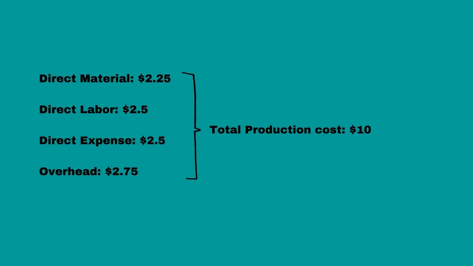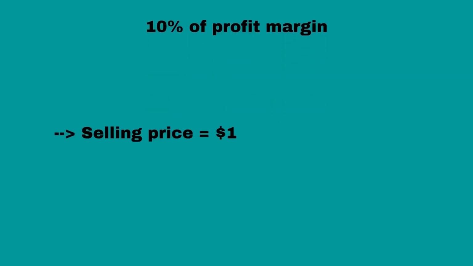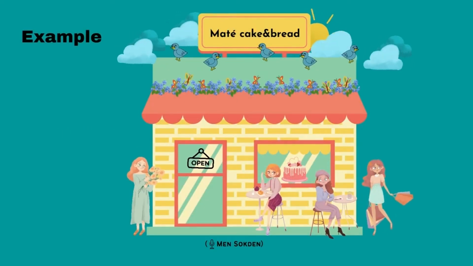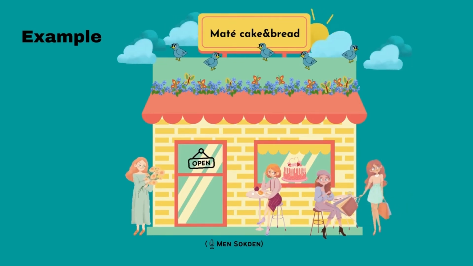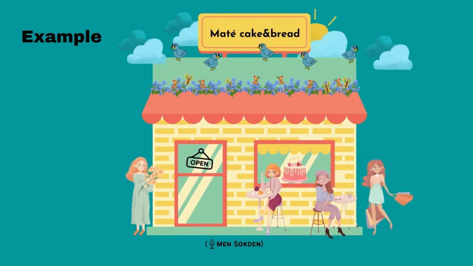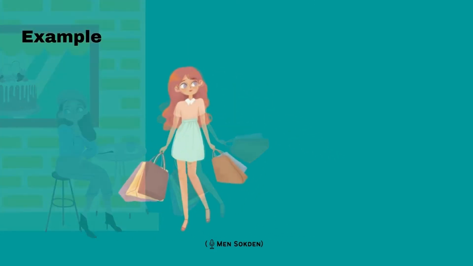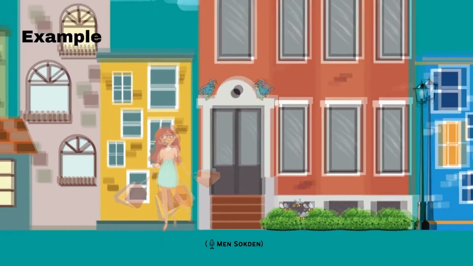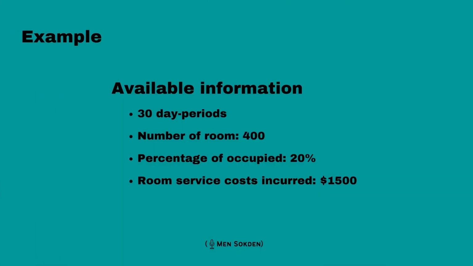Let's say Anian has a profit margin of 10%, so we can conclude that the selling price of baking a cake is $11.11. As we can recognize from the features of the job, the calculation is job costing. So let's have another example about service costing. Let's say Kumuli is operating a hotel, and here is the available information for Kumuli Hotel for 30-day periods.